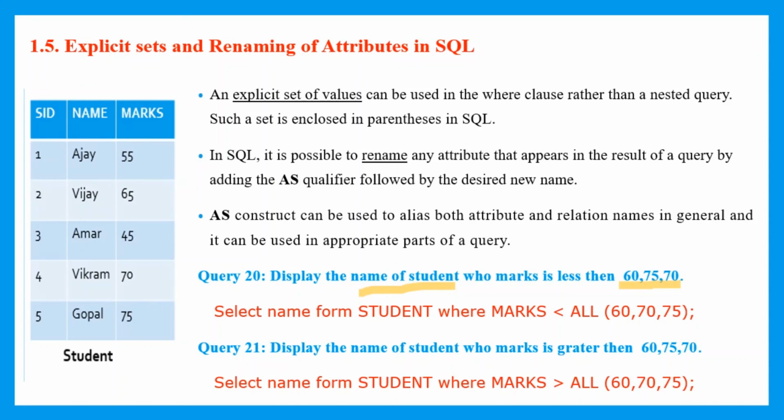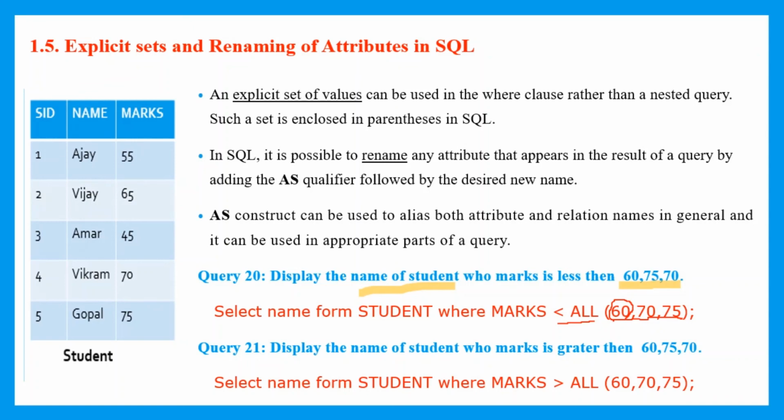Now when we are working with a three-parameter result, as I told already, we cannot use a relational operator. In that case we will make use of an explicit set. Now the query says select name from student table where marks is less than all of 60, 70 and 75. When I say less than all, out of these three values, the one having the minimum value is going to be selected, and all is going to check less than 60. Who are the students? Those names can be displayed.